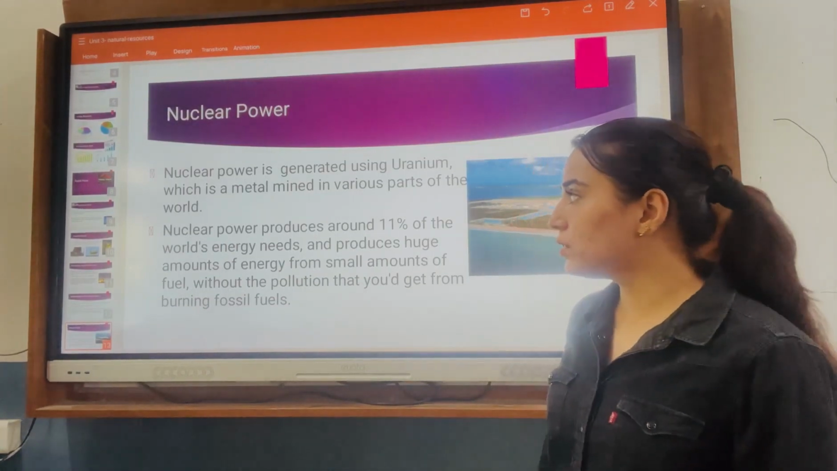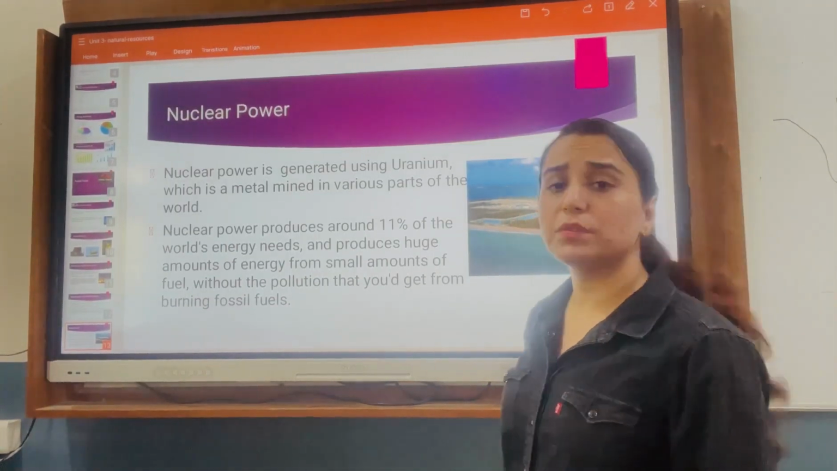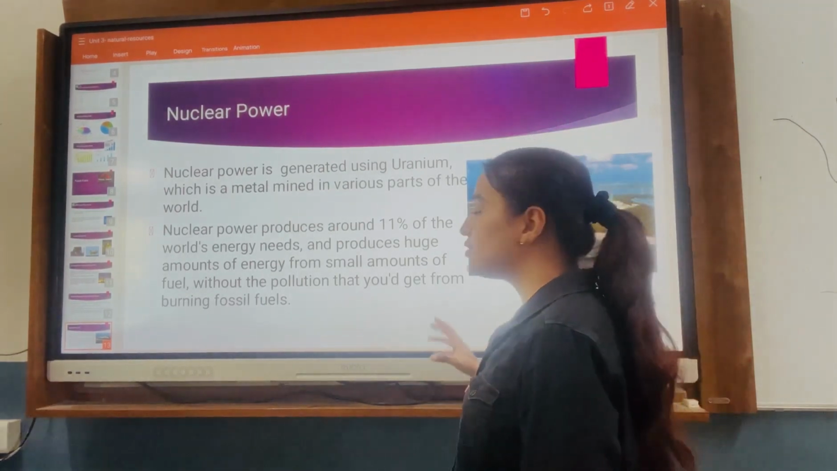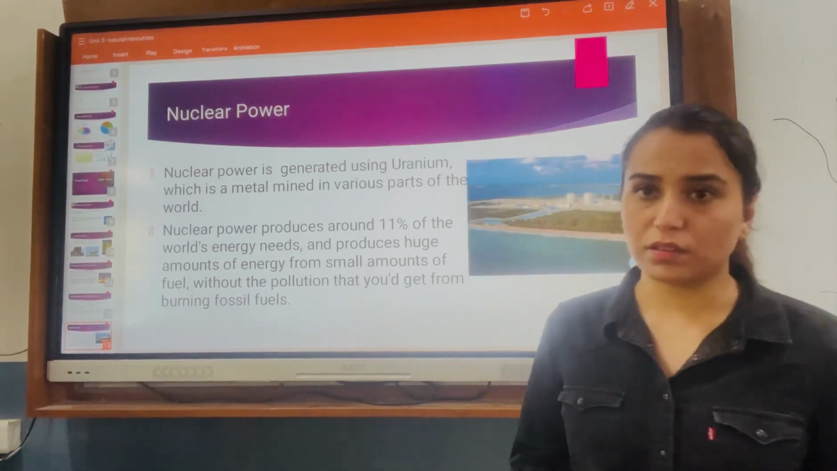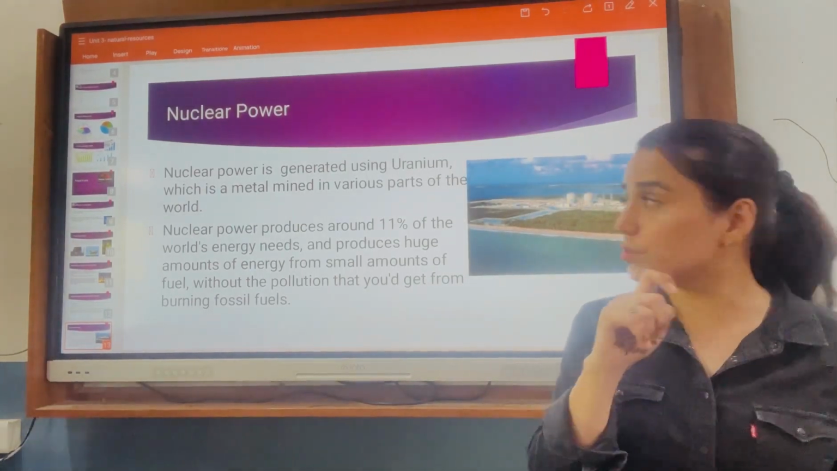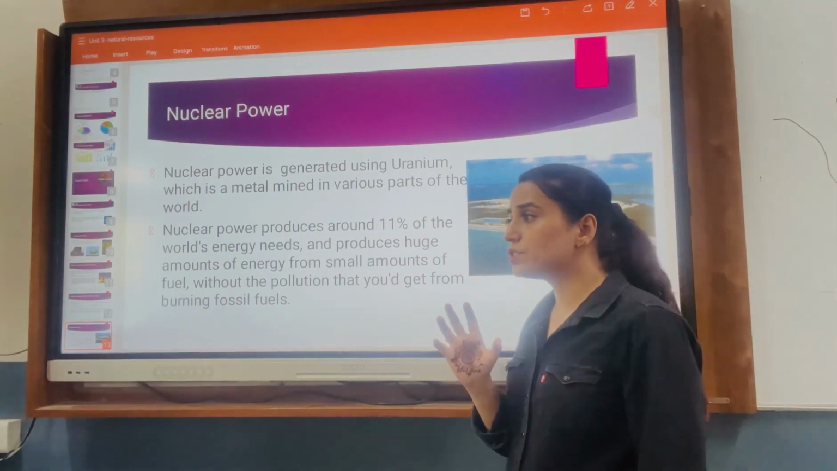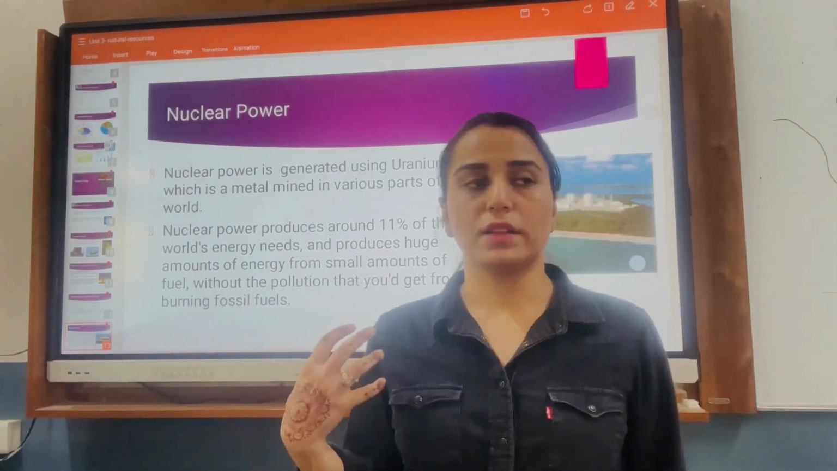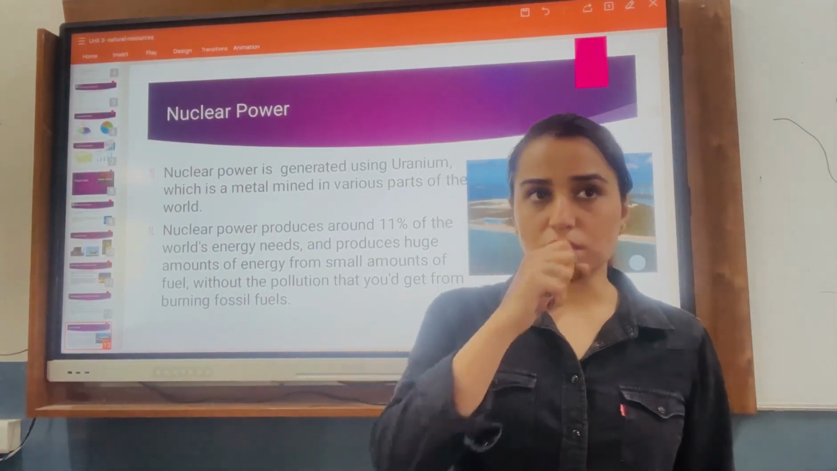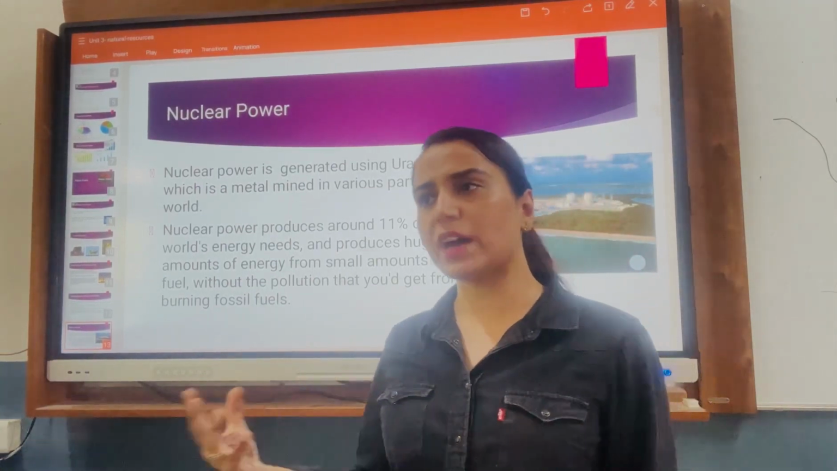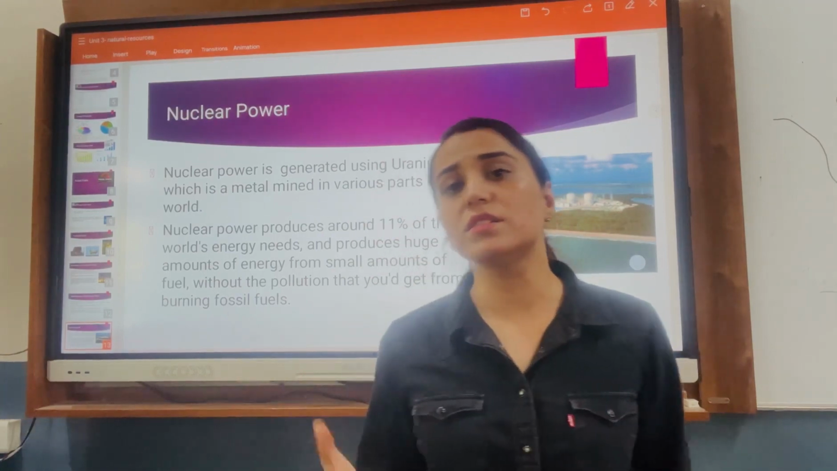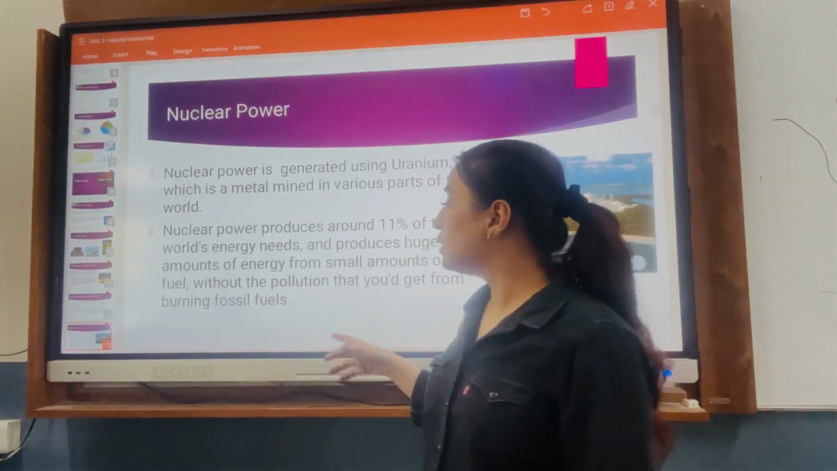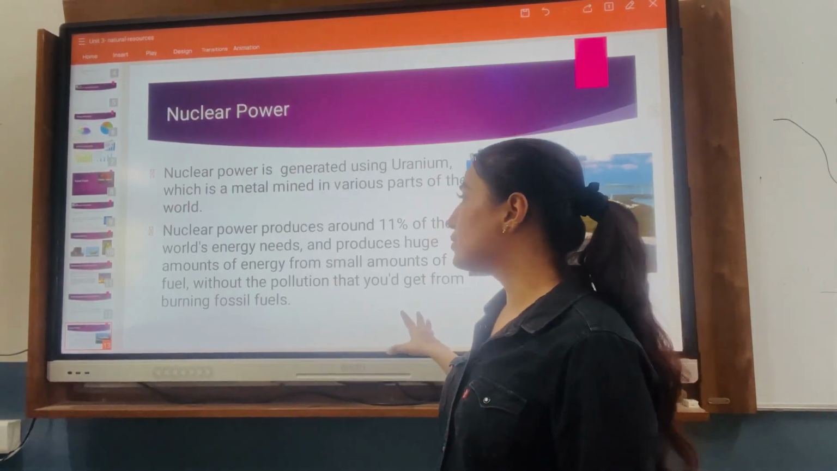Another kind of non-renewable resource is nuclear energy. Nuclear power is generated through uranium. Uranium is a kind of mineral present in the surface, extracted through mining, and these mining activities may contribute to environmental hazards, but uranium is considered to be a cleaner fuel as compared to coal and petroleum. Nuclear power produces around 11% of the world's energy.